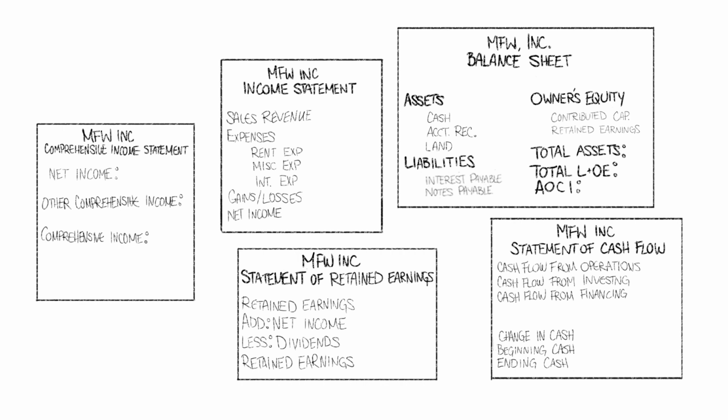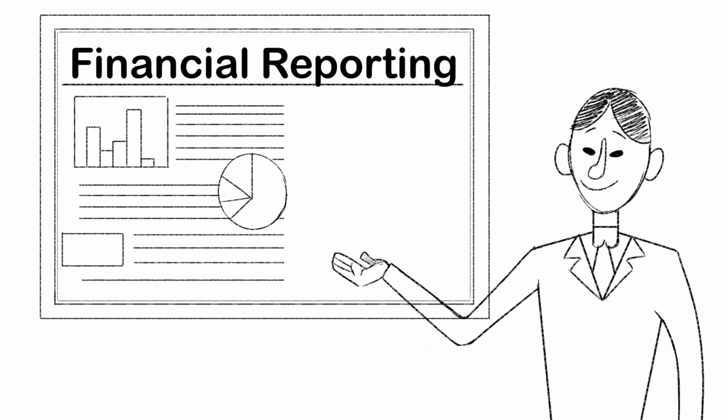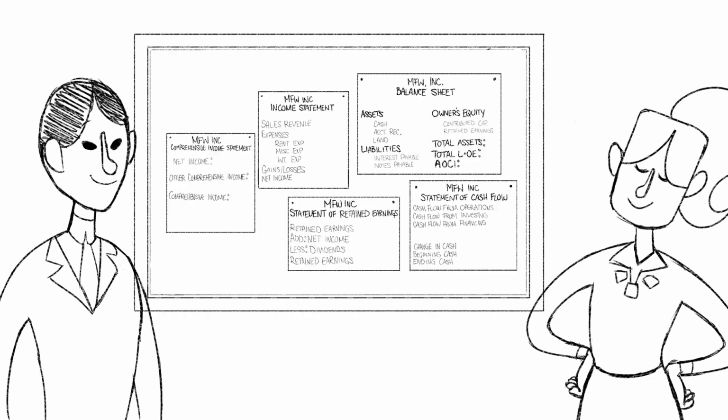In this video, I will provide an overview of the basic financial statements, including an illustration of how financial statements can be used to make informed decisions. The objective of financial reporting is to provide useful information that helps investors evaluate the company's performance and risk. A primary way that financial accounting accomplishes this objective is by translating economic events into 5 financial statements.